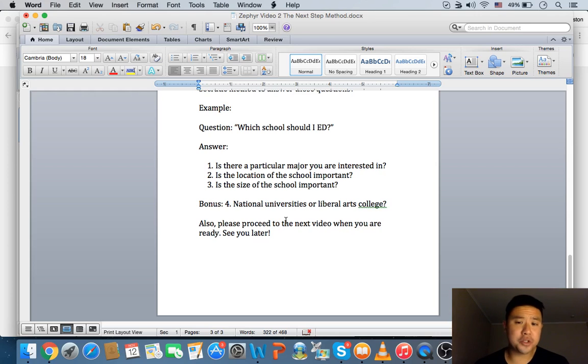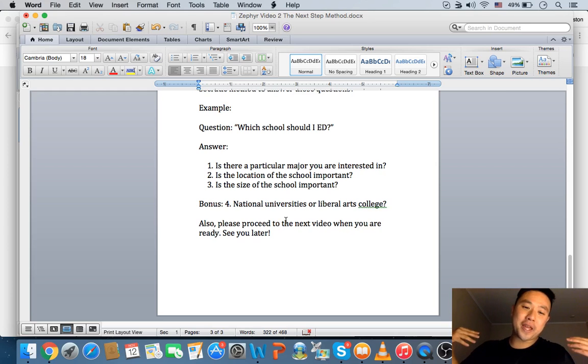Is there a particular major you are interested in? So specialty majors: computer science, Carnegie Mellon, okay, MIT, obviously; chemistry, Berkeley; business, NYU, USC, UCLA; math, okay. So every school has their own specialties. Is the location of the school important? This is very, very important actually. California is very different from New York, is different from Wisconsin, is different from the Northeast. A bunch of the top 50 schools are clustered in the Northeast and California actually.